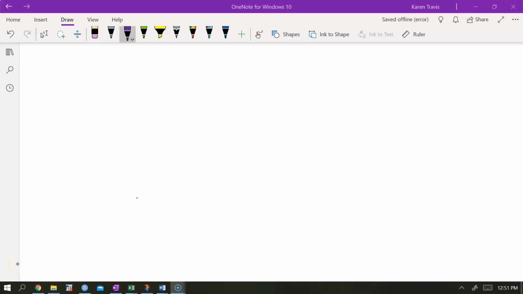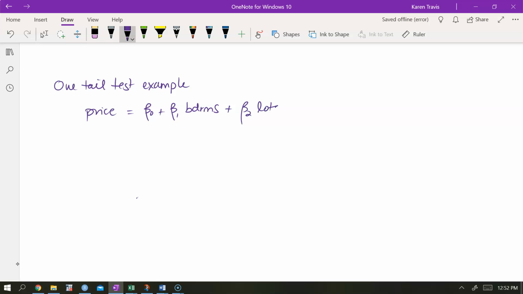Let's do an example where you have to test a one-tailed test. So I'm going to do the model with just the sales price of a house with bedrooms as a variable, and there's numerous other variables: lot size, square feet. So here's the original econometric model.